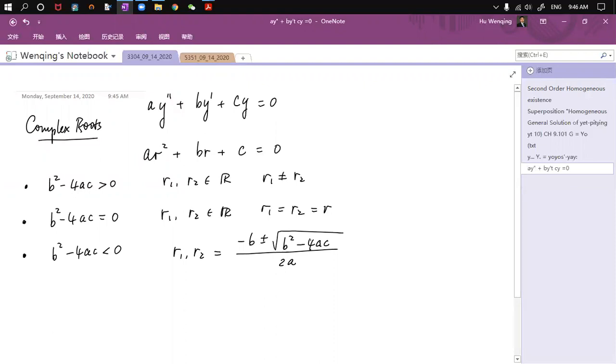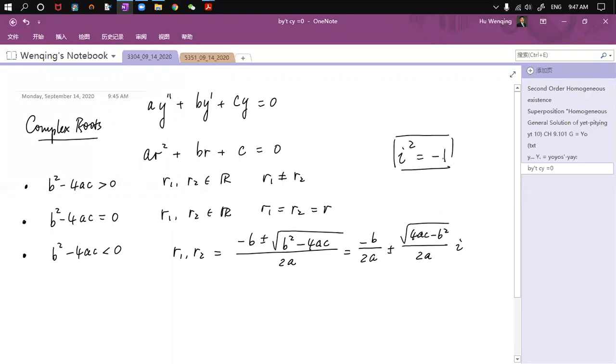Well, in order to take a root of a negative number, you can use high school complex variables. So that's going to be plus or minus the square root of 4ac minus b squared, divided by 2a, multiplied by i. In your complex numbers, what you have learned in high school tells you that i is such a quantity that i squared is equal to minus 1. So if you square this i, it's going to be minus 1.